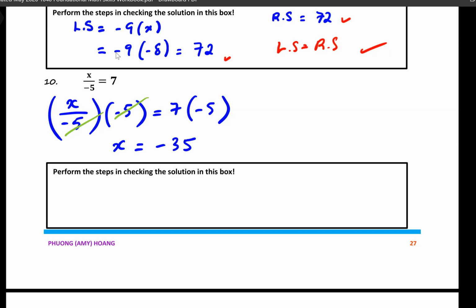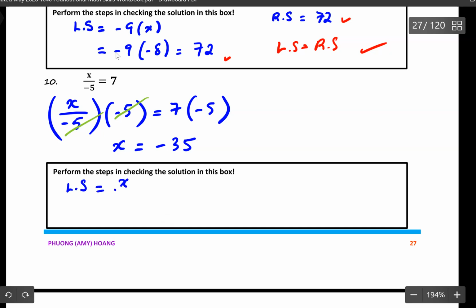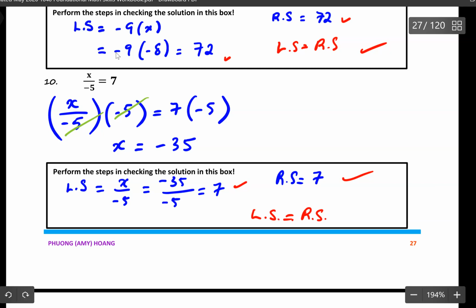And if I perform the check step right here, the left hand side is x divided by negative 5. It means negative 35 divided by negative 5, which is equal to 7. And the right hand side is also equal to 7. So therefore the left hand side is equal to the right hand side.